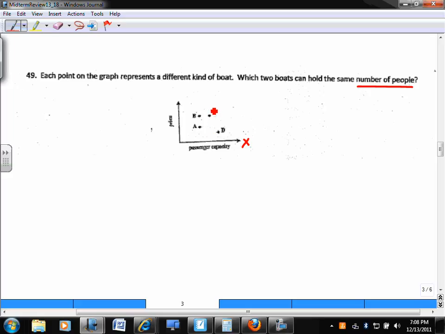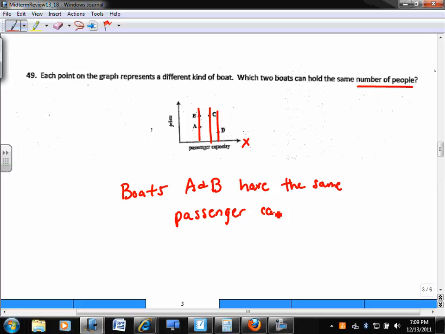Well, C and D, C is here, D is here. So those are different. But B and A have the same passenger capacity. So that would be boats A and B have the same passenger capacity. All you had to do is look and see which two had the same x value.